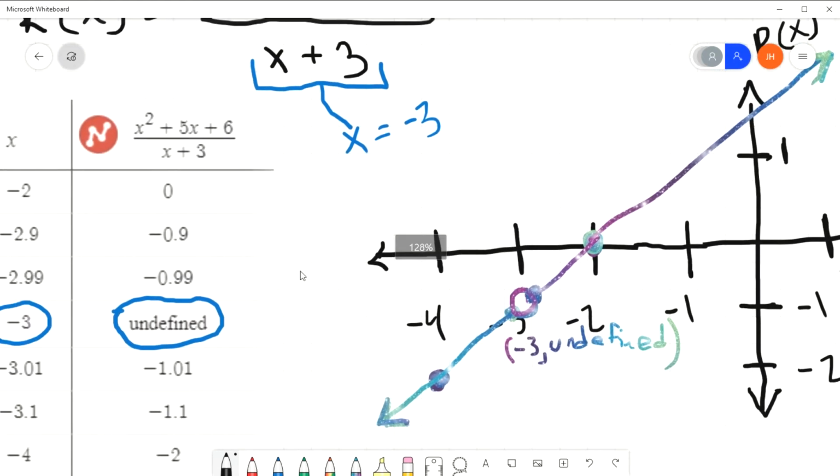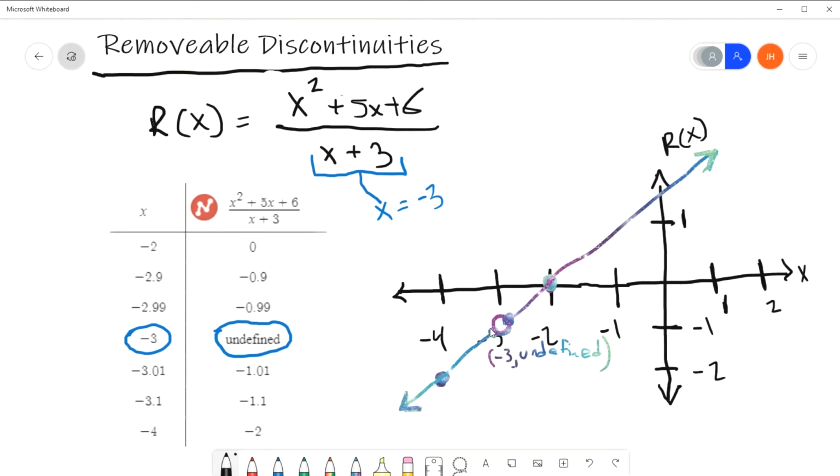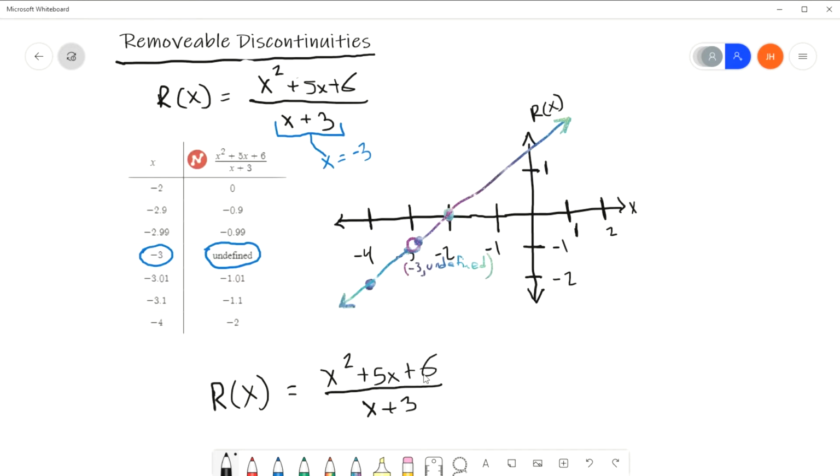So now what I want to do is take a look at this function and talk about why there was a hole here instead of an asymptote when we knew that there was a discontinuity at negative 3. Now, the secret to why there's a hole in this function lies in us looking at the equation of it a little bit deeper. To begin with, it'll be useful for us to think about the zeros of the numerator, the factors of the top of the fraction. So I'm going to factor that.